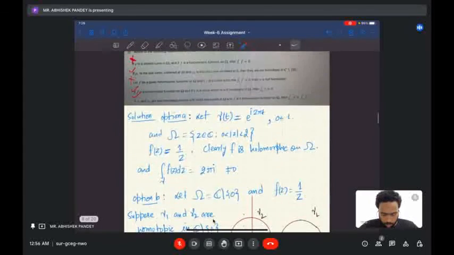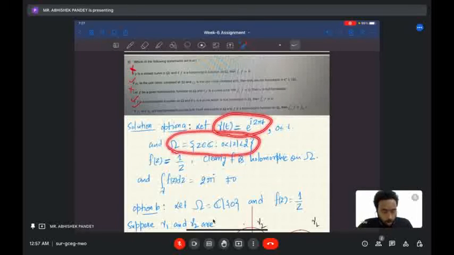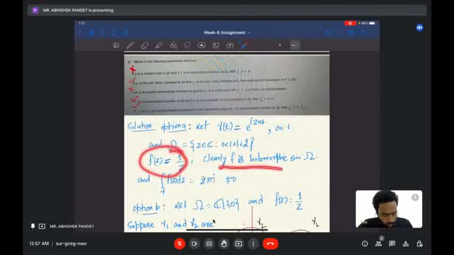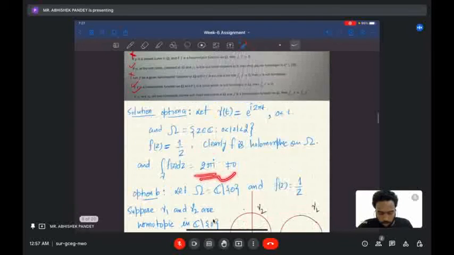Let us move towards the second question. The first option is: if gamma is a closed curve in omega and f is a holomorphic function on omega, then this integral is 0. This we need to check. Let gamma(t) be the unit circle, and omega is a disk of radius 2 punctured at the origin, and take the function 1 by z. Clearly f is holomorphic on omega, but the integral of f over gamma is non-zero. So this option is not true.